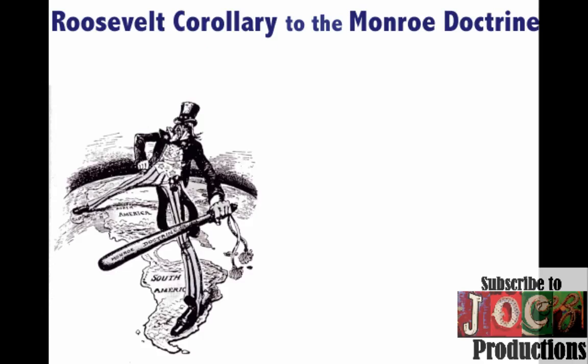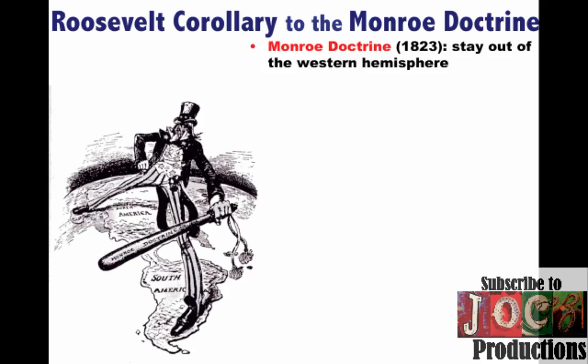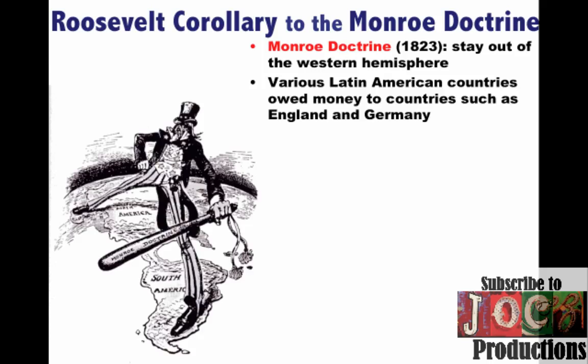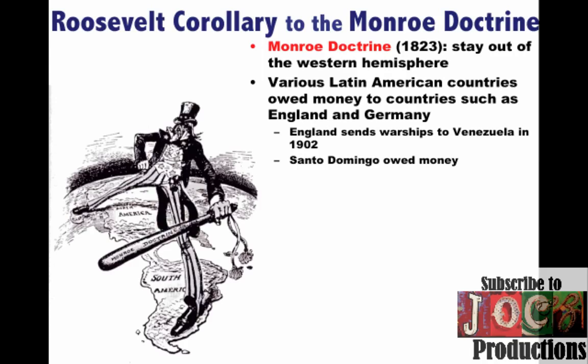Another important thing that Roosevelt does in Latin America is the Roosevelt Corollary to the Monroe Doctrine. If you remember in 1823, the Monroe Doctrine, basically the U.S. says stay the heck out of the Western Hemisphere, Europe. And the problem that was arising was various Latin American countries owed money to countries such as England and Germany. England sends warships to Venezuela in 1902 to collect money. Santo Domingo owed money. And there's a concern by Roosevelt that Europe would keep intervening.